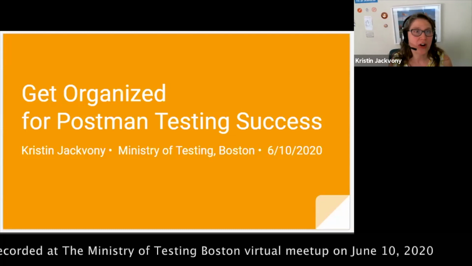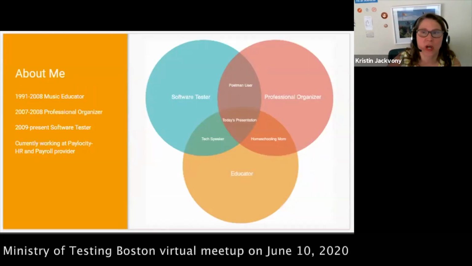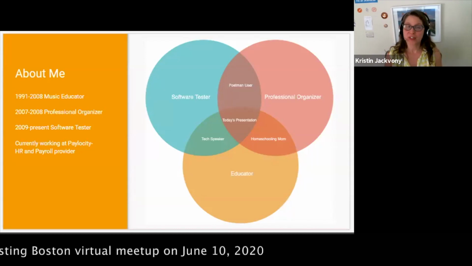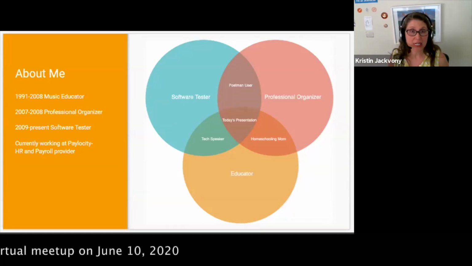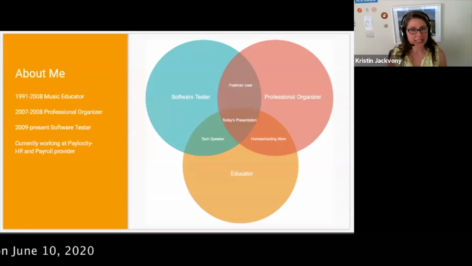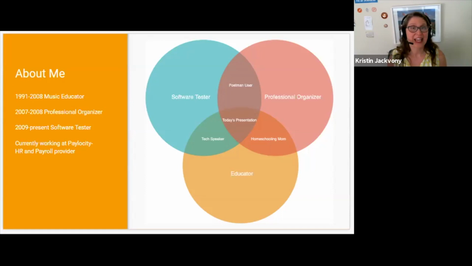I thought I would start with a little bit about me, just so that you know who is talking to you. I was originally a music teacher, and I did that until about 2008. Between 2007 and 2008, I was a professional organizer. And then in 2009, I discovered my passion for software testing, and I have never looked back. I've made a little Venn diagram here of my passions, and you can see that today's presentation is basically the confluence of everything that I care about: software testing, teaching people things, and organizing things.